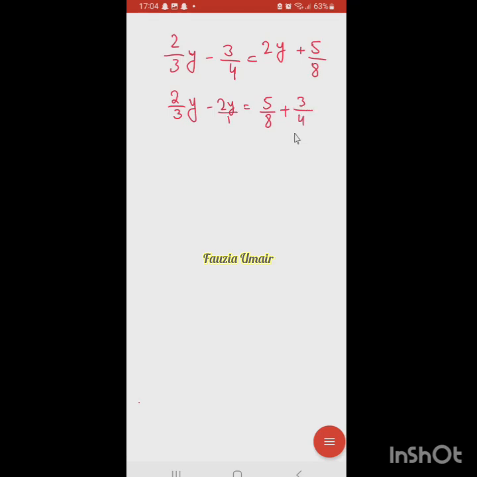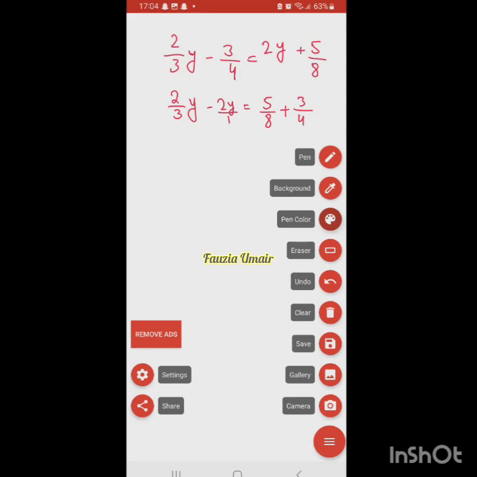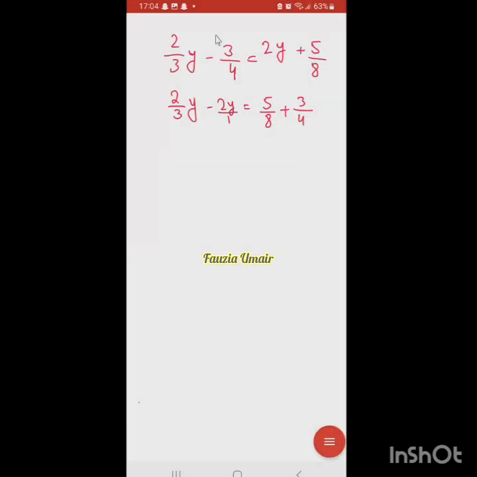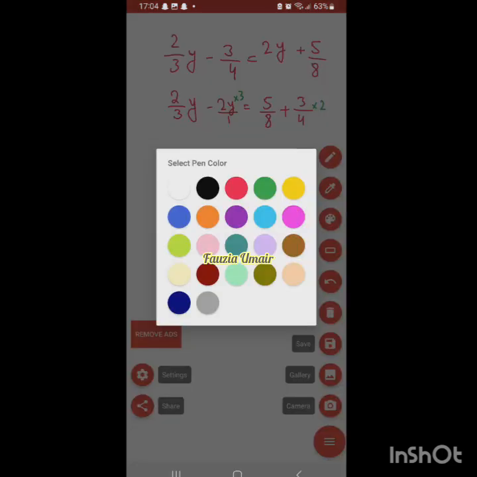Now make the denominator same. How to make the denominator same? First, on the variable side, multiply by 3. Very good. And on the other side, 8 and 4. It is correct, and multiply by 2 with the second fraction. Very good, excellent. So we will make the denominator same.